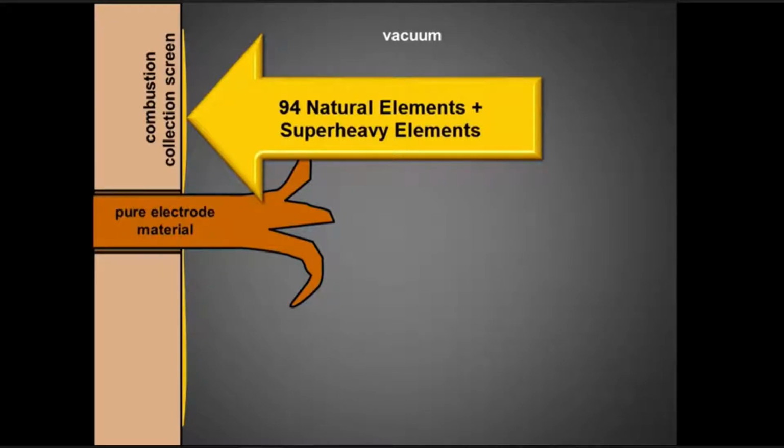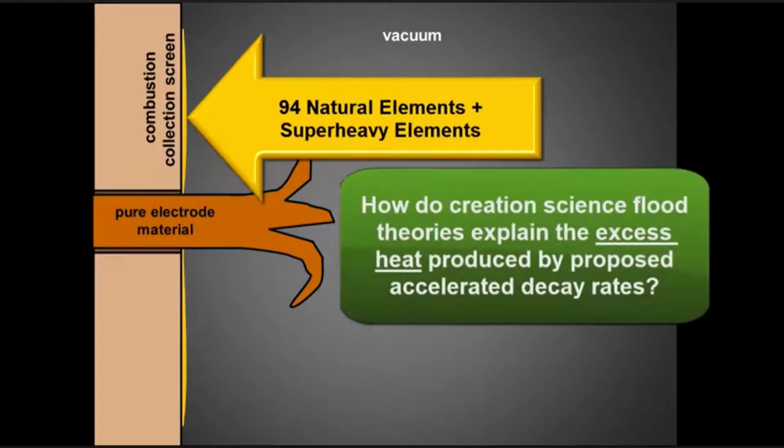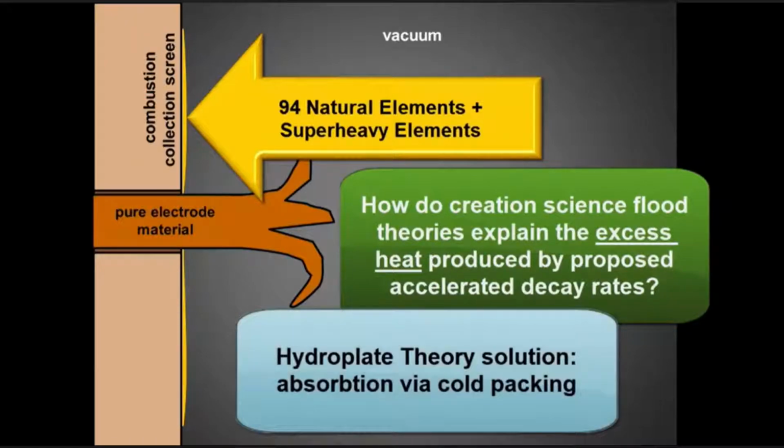Incidentally, the stable elements that are produced and are heavier than 60 nucleons end up absorbing the excess heat. Thus, the hydroplate theory solves the problem that has perplexed others. How could the Earth have withstood the heat released by so much accelerated decay? The answer is the heat was absorbed in fusing heavy elements such as uranium.